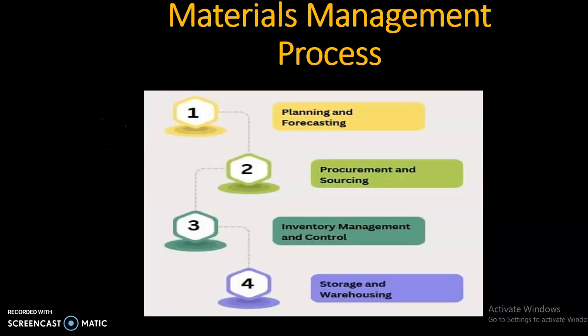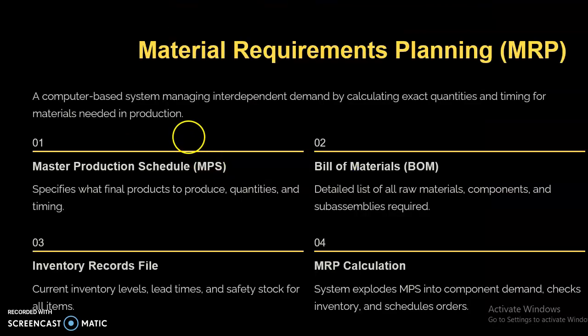Now let me explain materials management process. There are four important steps involved in materials management process. The first one is planning and forecasting. Second is procurement and sourcing. Third is inventory management and control. And the fourth one is storage and warehousing. Let me explain one by one.